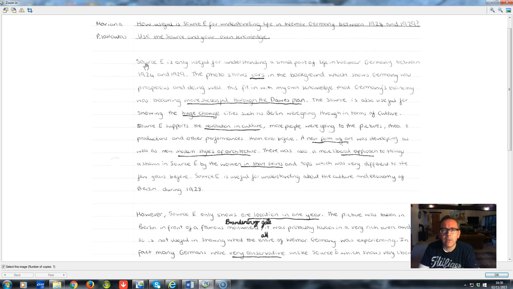She makes a very clear statement. The photo shows cars in the background, which shows Germany was prosperous and doing well. This fits with my own knowledge that the German economy was becoming more successful through the Dawes Plan. So she's given a specific example to back up that Germany was more successful in that period. The source is also useful for showing the huge change cities such as Berlin were going through in terms of culture. Source E supports the revolution in culture. More people were going to the pictures, the theatre, productions and other performances than ever before.